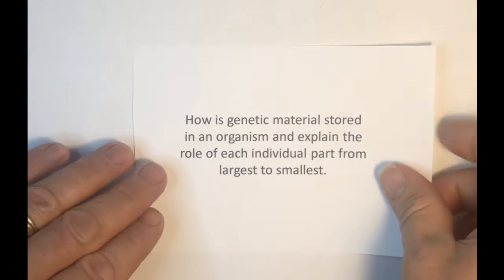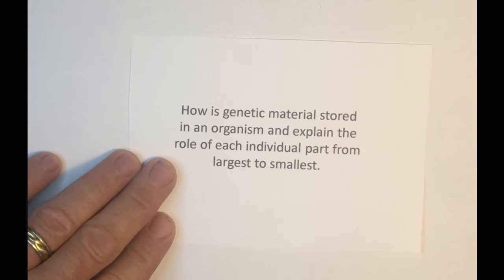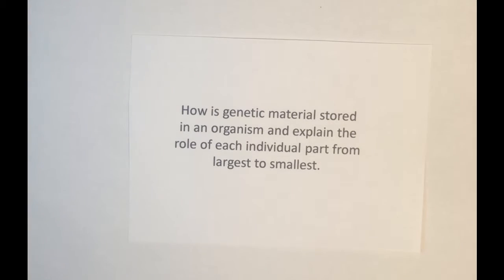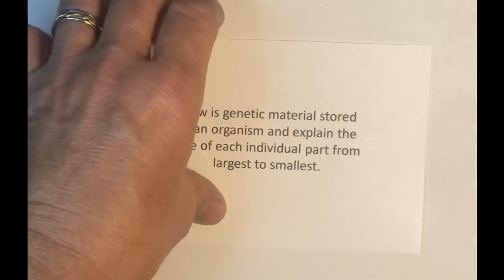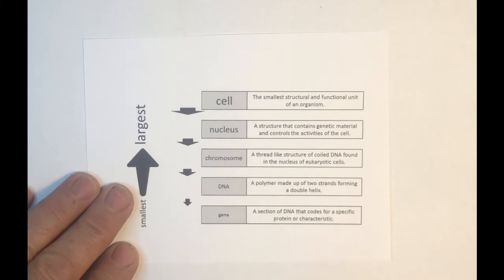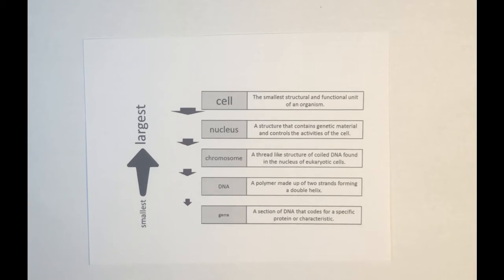In this video, we are going to answer the question: how is genetic material stored in an organism, and explain the role of each individual part from largest to smallest. Really, what they're talking about in this question is a diagram that looks a bit like this. And it talks about how genetic material is stored, so it's where is that genetic material in the organism itself.